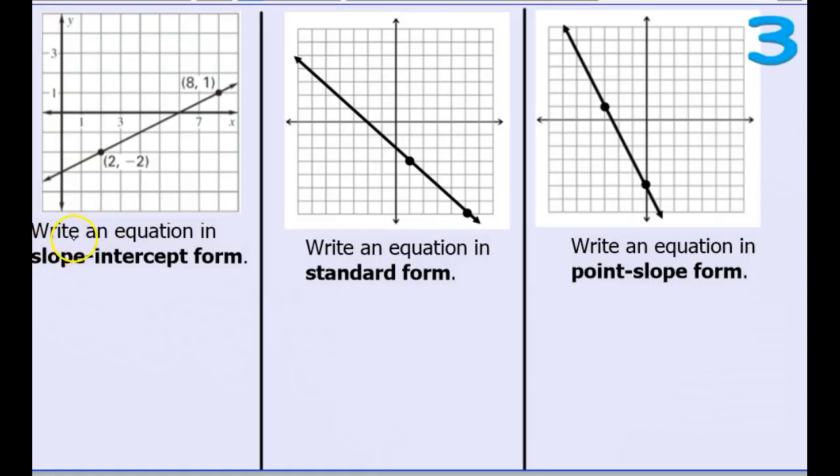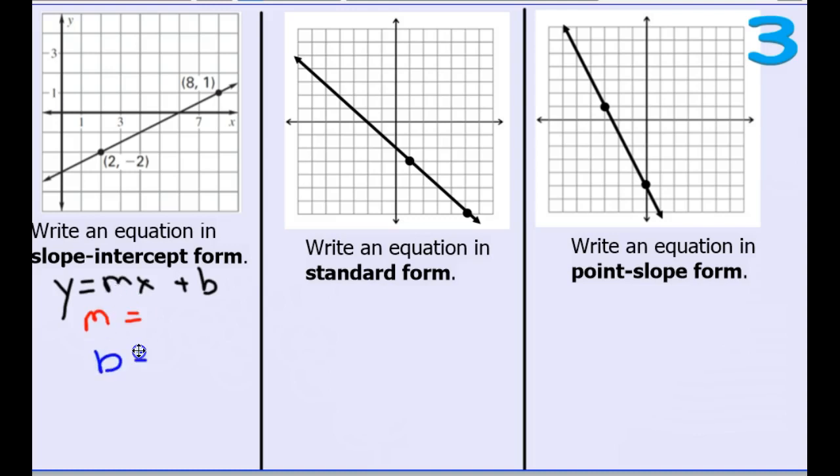Alright, let's go on. It says write an equation in slope-intercept form. So slope-intercept form is y equals mx plus b. So what we need to do is we need to find our m, and we need to find our b.